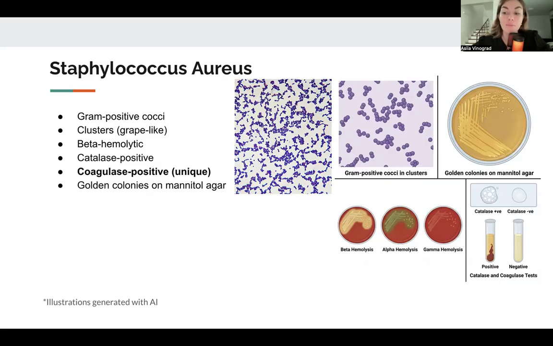Quick rule for the exam. Catalase positive equals staph. Catalase negative equals streptococcus. Coagulase positive. This is unique to aureus only. Coagulase clots plasma around the bacteria. This is why Staph aureus forms abscesses, walled off, painful, full of pus.